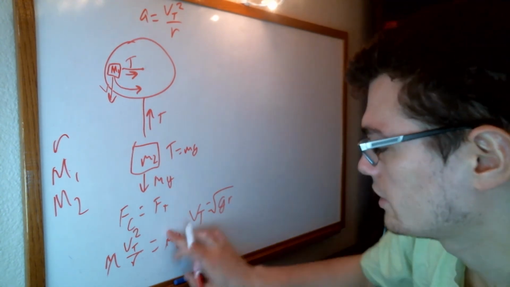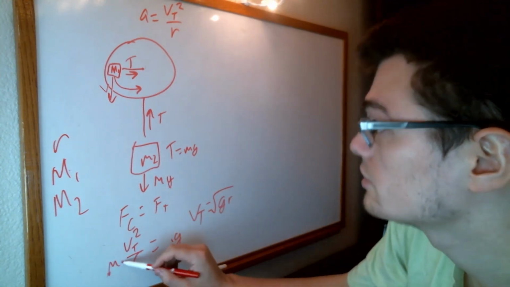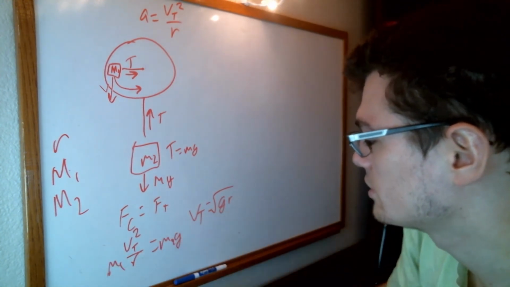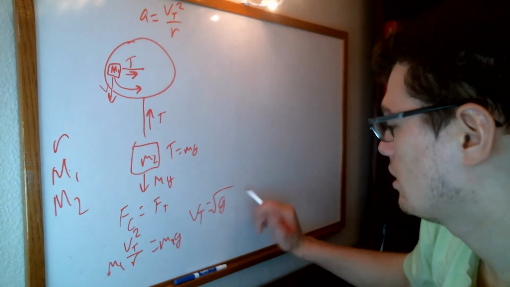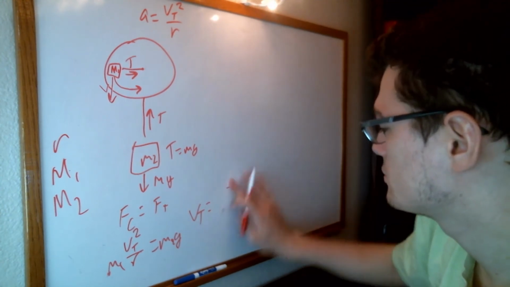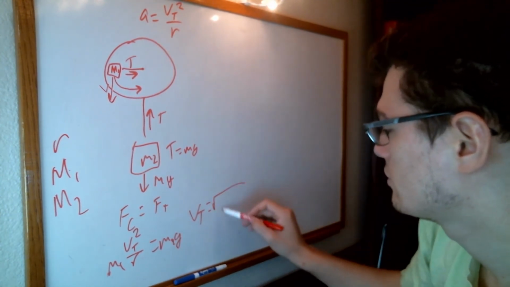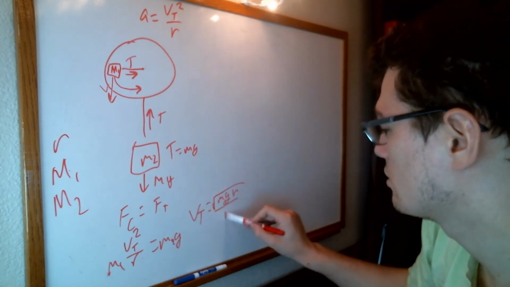Oh, never mind, the masses don't cancel, they're different masses. Excuse me. So this is m1, this is m2. And so then this becomes a ratio of m2g times r over m1.